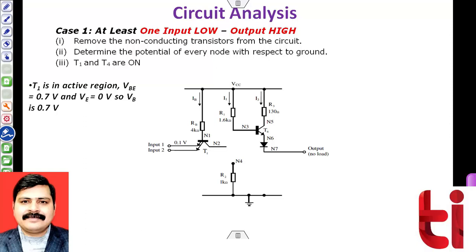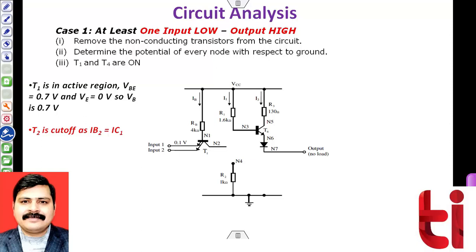You can check transistor T1 is working in active region. Suppose I am saying that my input is 0. If input is 0, then the base to emitter junction will be forward biased, and as the base to emitter junction is forward biased, the voltage at the base of transistor T1 will be equal to 0.7 volt. At the same time, my transistor T2, which I have already removed from the circuit, will be in cutoff. Now there is a question, why is this particular transistor in cutoff?